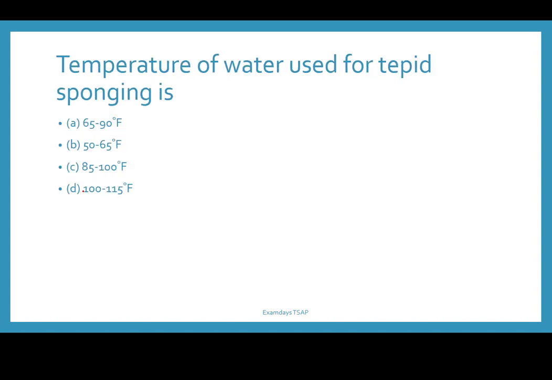Moving on to the next question, which is important for the temperature side. The question is: the temperature of water used for tepid sponging is what? The temperature of water used for tepid sponging is what?